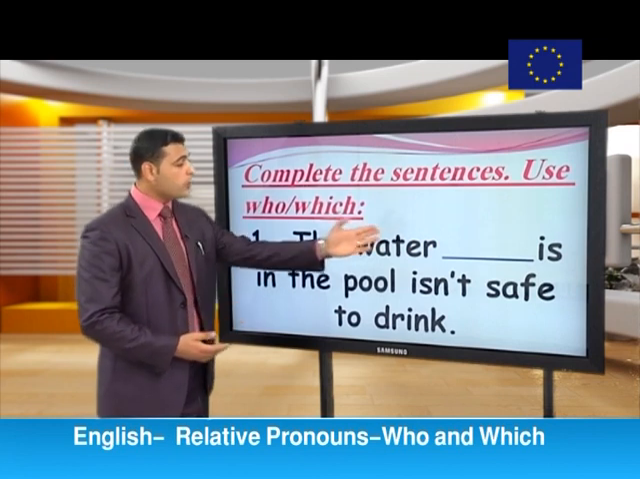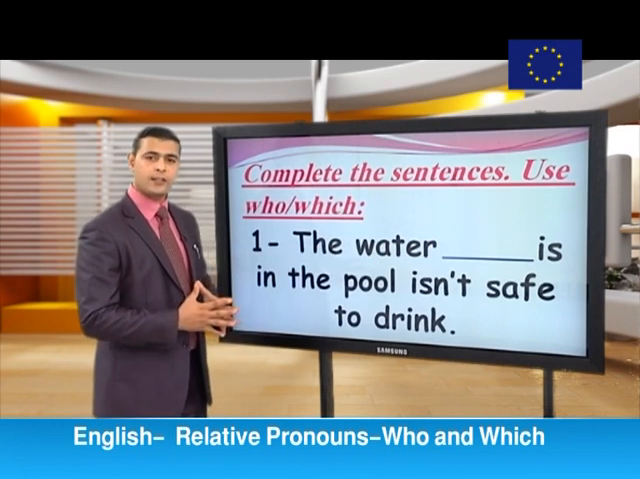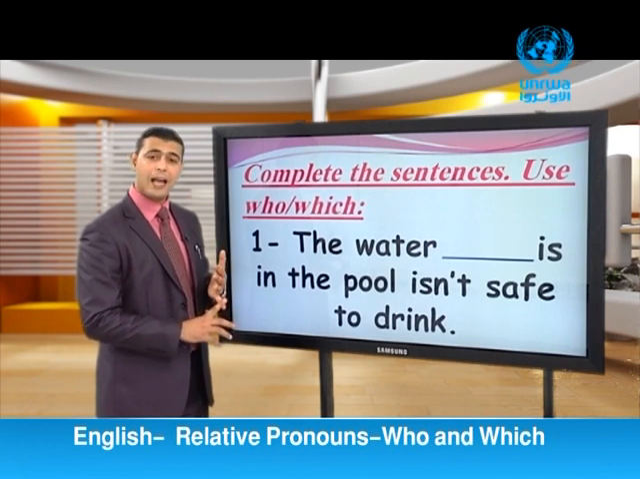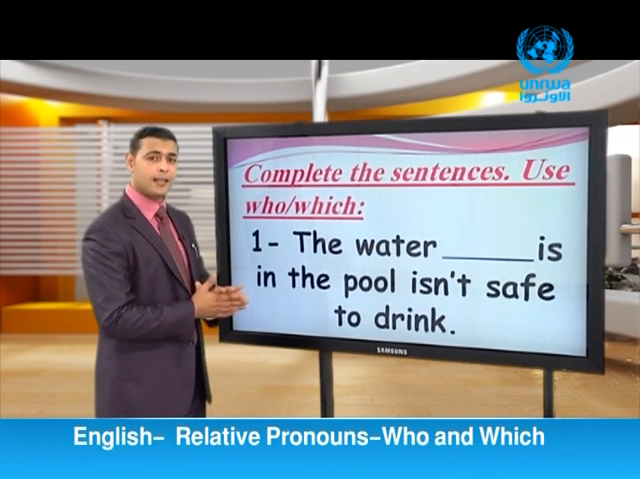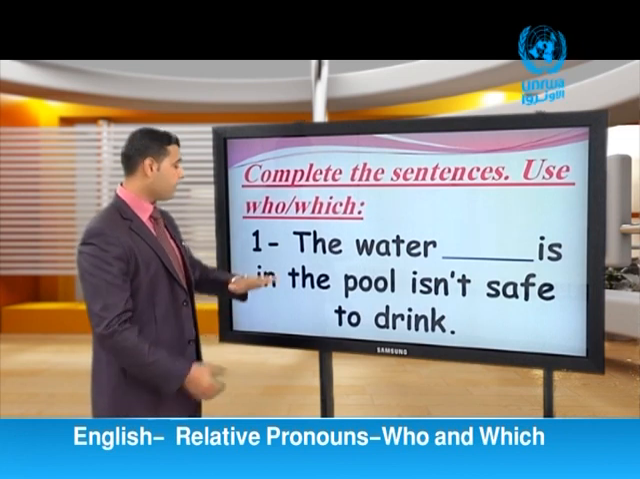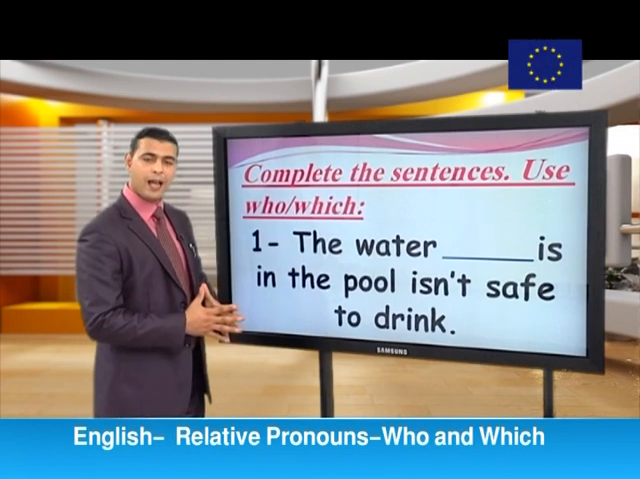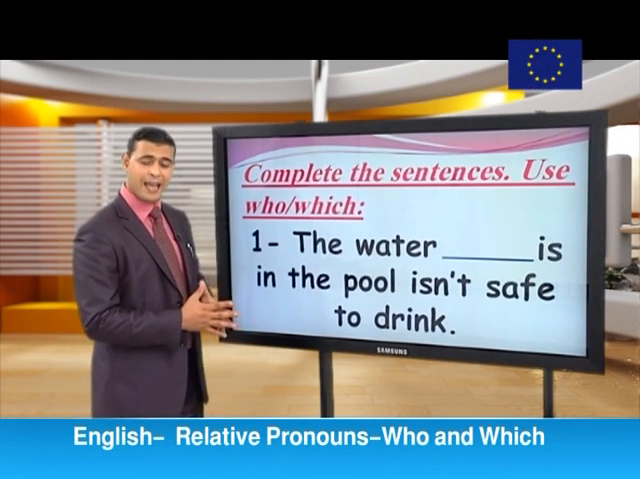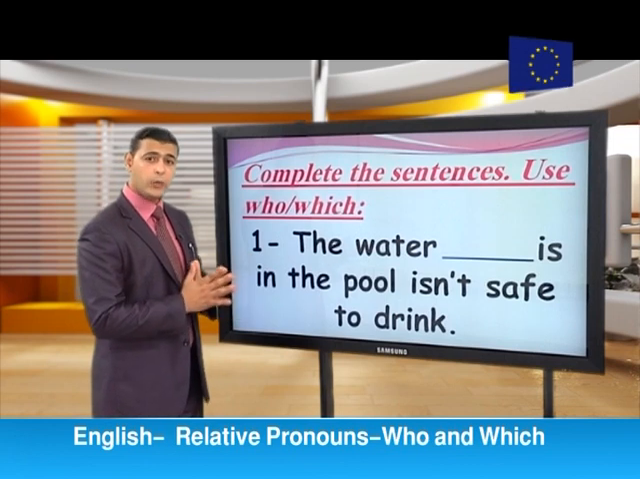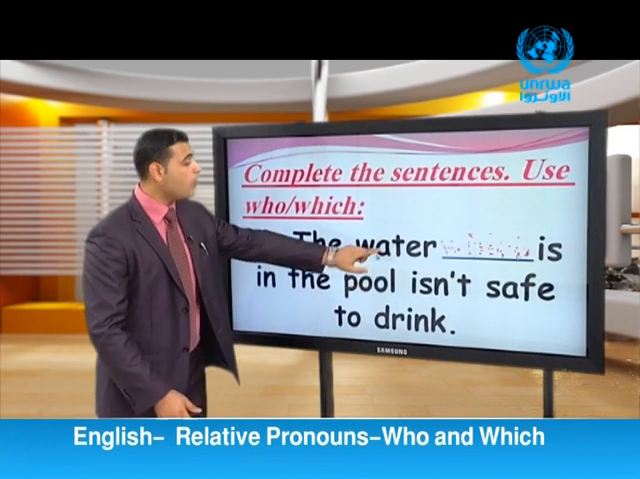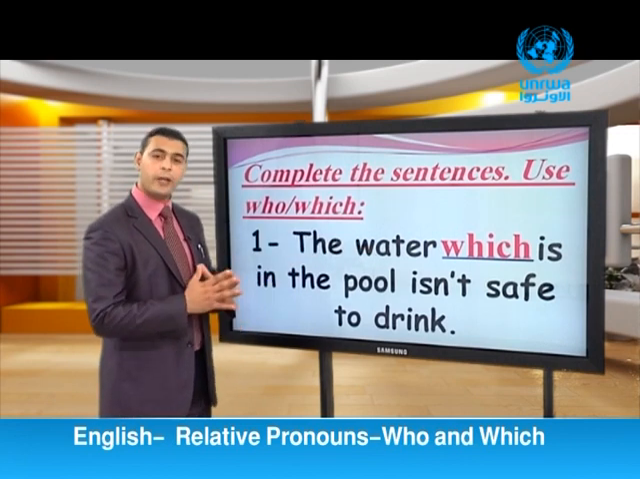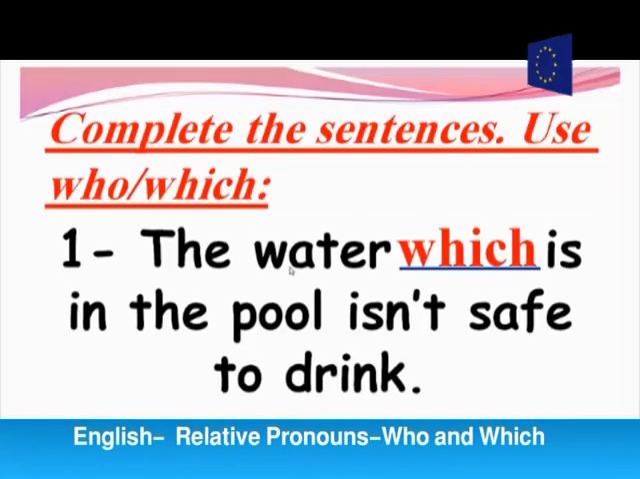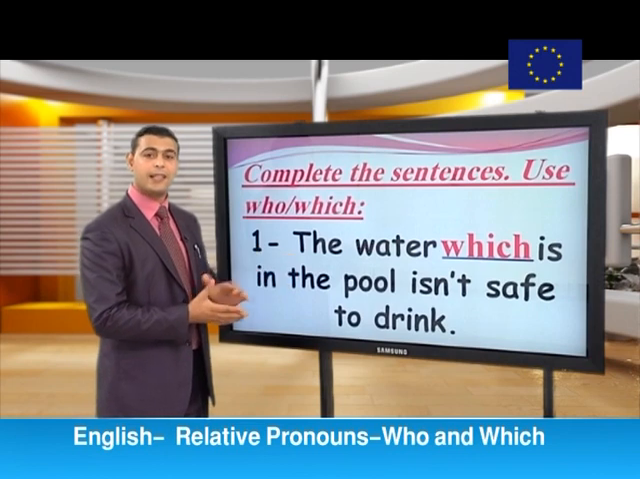Here, should we use who or which in such a sentence? هل يجب أن نستخدم ضمير الصلة who أم ضمير الصلة which في هذه الجملة؟ Let's look at the very beginning of the sentence. لننظر إلى بداية الجملة. Here, the water, الماء, it's a thing. So that we cannot use who. Here, we need to use which. The water which is in the pool isn't safe to drink. Why which? Because the water is a thing, it's not a person. الماء هي غير عاقل, لذلك استخدمنا which.